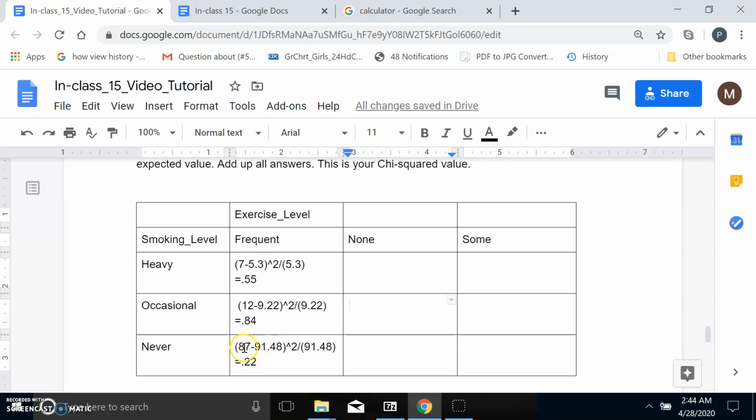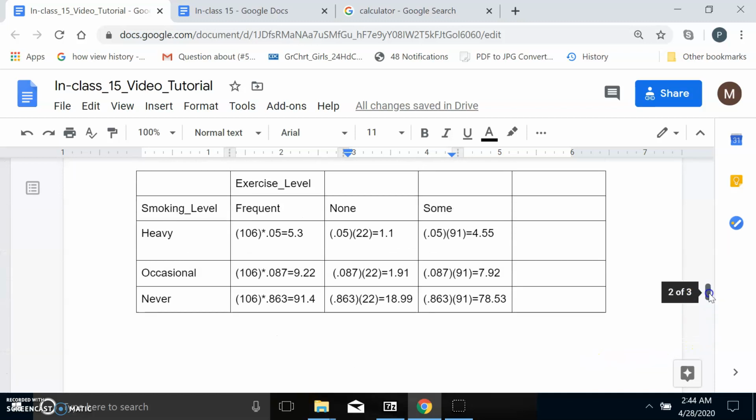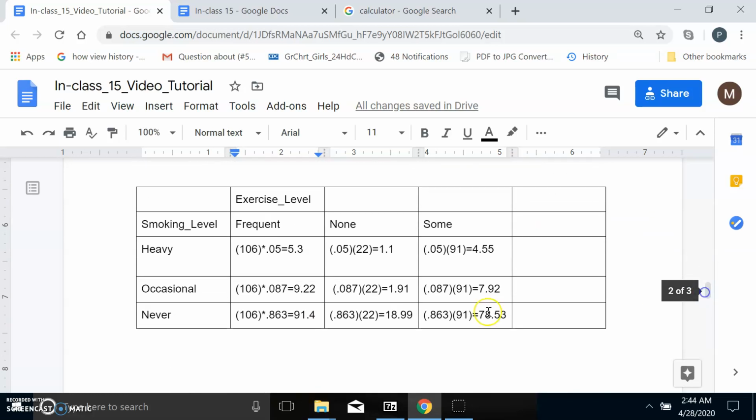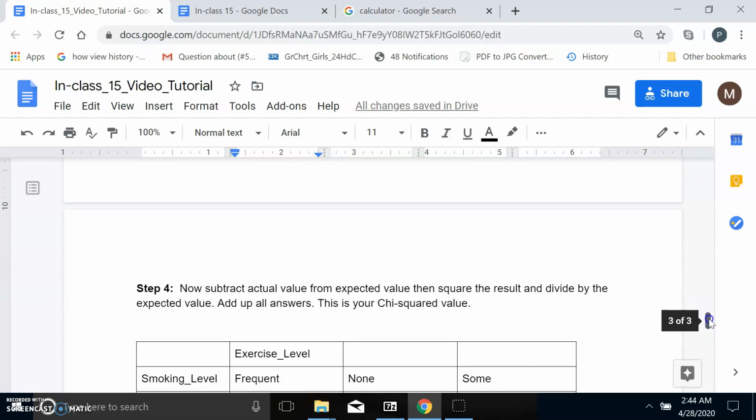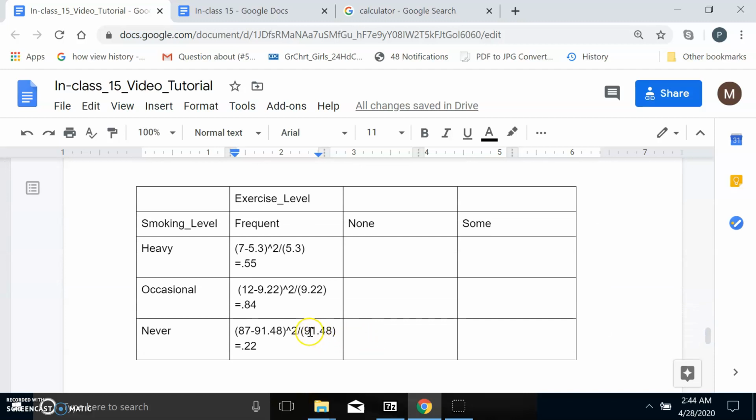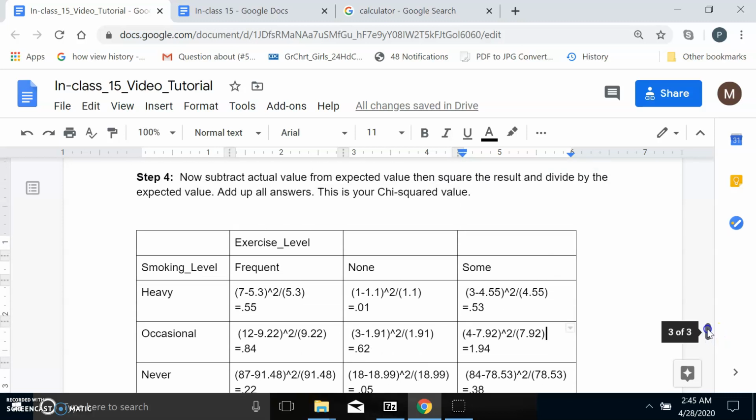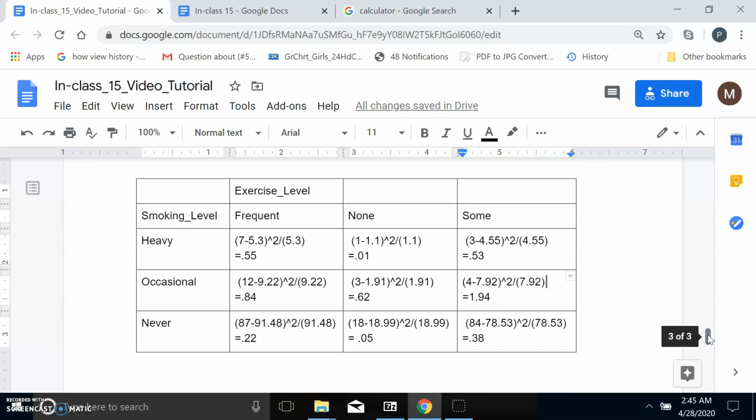And for non-smoker, check this one out. 8.7 was the actual one from up here. Subtract the expected, which was 91.4. Square the result, and then divide by 91.4. So doing the same for the other ones, I'll just write the answers here. Here are the answers you get from these. I'll let you verify that. Okay, so we're done with step 4.